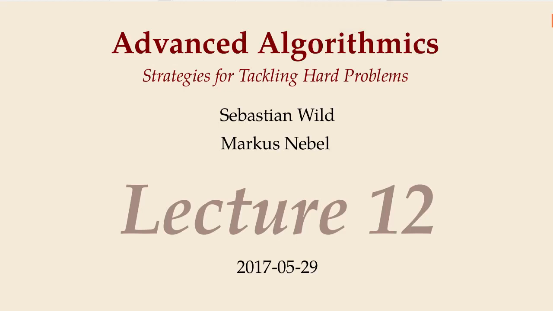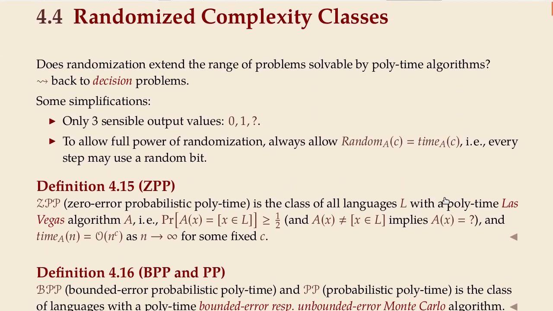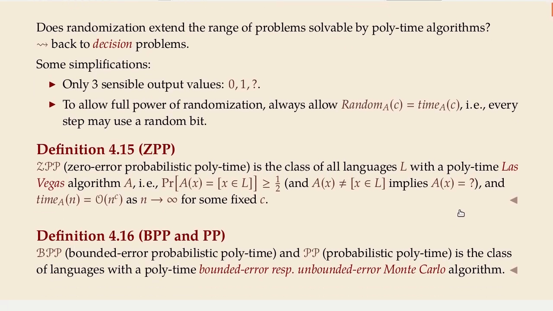So, welcome back to another session of Advanced Algorithms. Last time, we started to look at the randomized complexity classes. We defined our classification of randomized algorithms, which were Las Vegas methods on the one side and Monte Carlo methods on the other side. And for Monte Carlo, we had two variants, namely the bounded error and the unbounded error case.